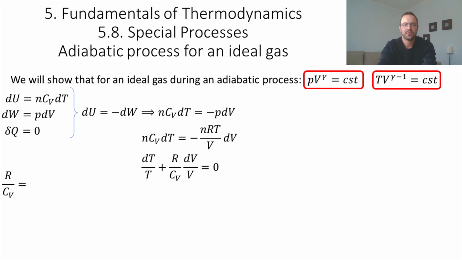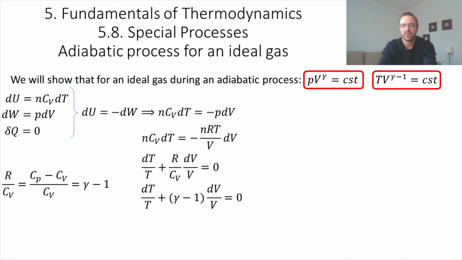Now, let's do a side note here on R over CV. Last time we have seen that Cp minus Cv is equal to R. And since Cp over Cv is equal to gamma, then we have that R over Cv is equal to gamma minus 1. So we can rewrite the equation as dT over T plus gamma minus 1 dV over V is equal to 0. Now let's pause here for a second.